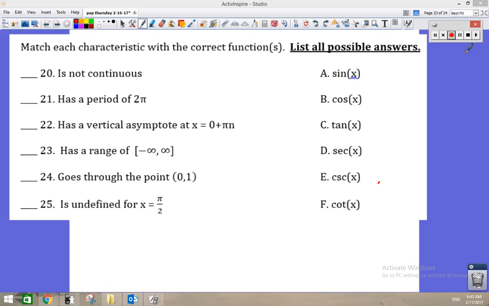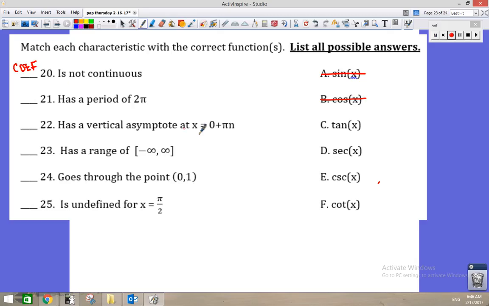It's matching. Which of these trig functions are not continuous? Well, sine and cosine are continuous, but the others have a variable in the denominator. Secant and cosecant are reciprocals of cosine and sine. Tangent is sine over cosine. Cotangent is cosine over sine. So the ones that are not continuous are C, D, E, and F.